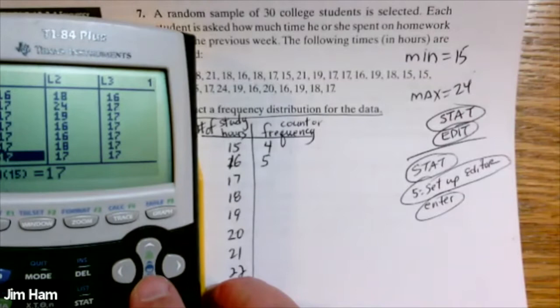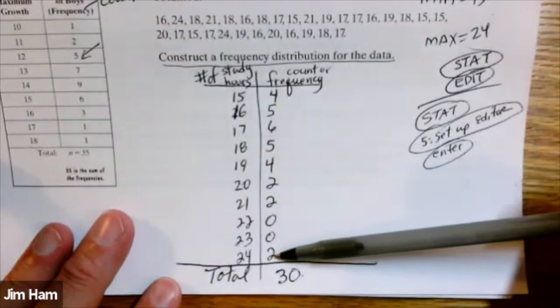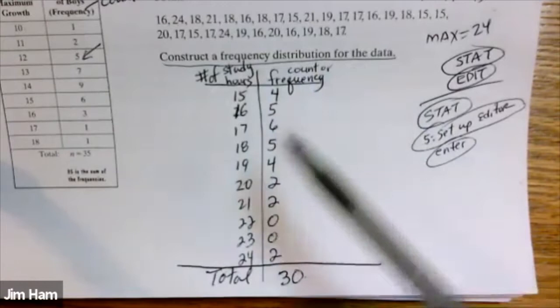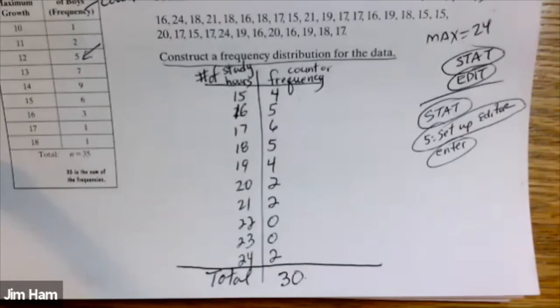Okay, so when I did that, this is what I have. And I really should go count these up to make sure that there are in fact 30 of them. 9, 15, 26, 27, 28, 29, 30. Yeah, so they all add up. So when they say construct a frequency distribution, this is the answer. It's the whole table. It's really construct a frequency table.